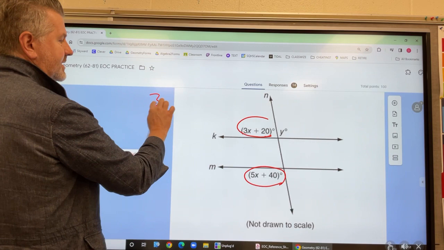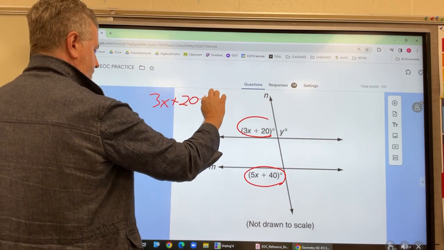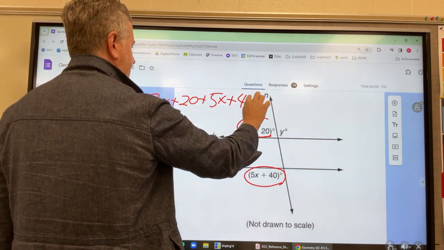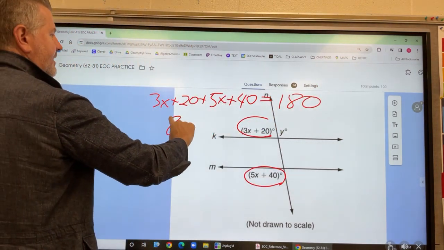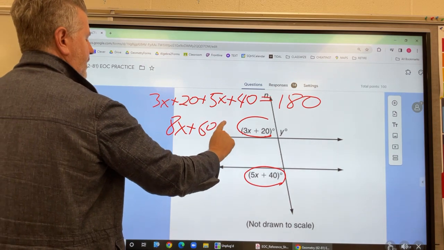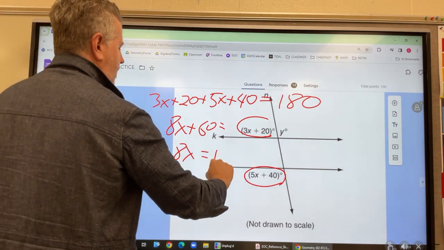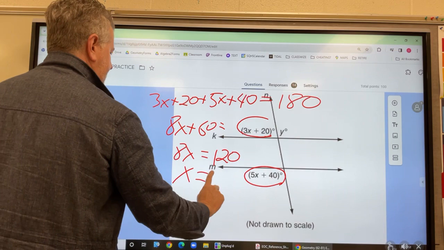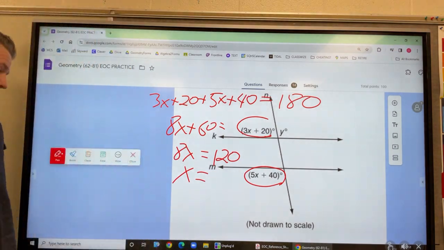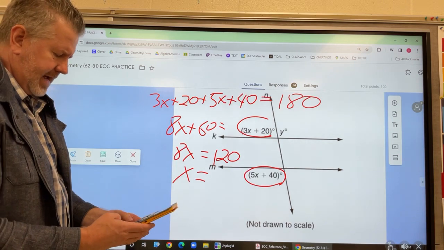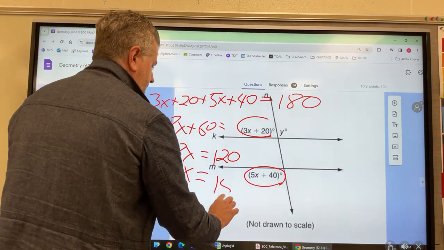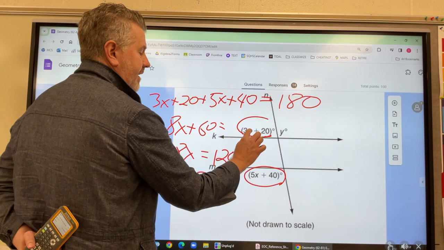So we're going to add these things together as quickly as possible, while constantly double checking for careless mistakes. We got 8x plus 60 equals 180, 8x equals 120. X would be, let's divide that out. Oh no, my calculators are gone. Here's one. 120 divided by 8. I should be able to do that in my head, but I've got a lot going on right now. 15. And so x is 15, so we can plug a 15 in right here.